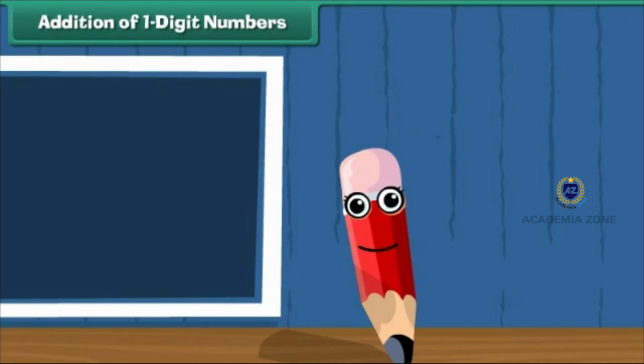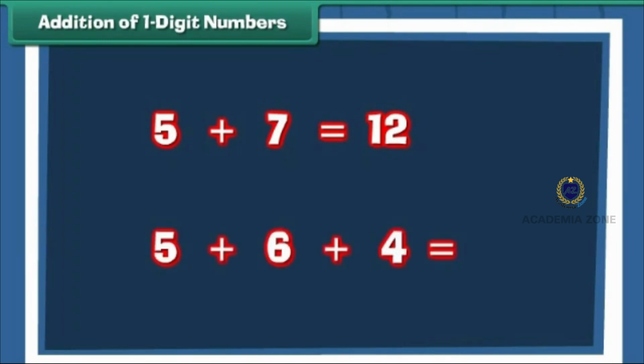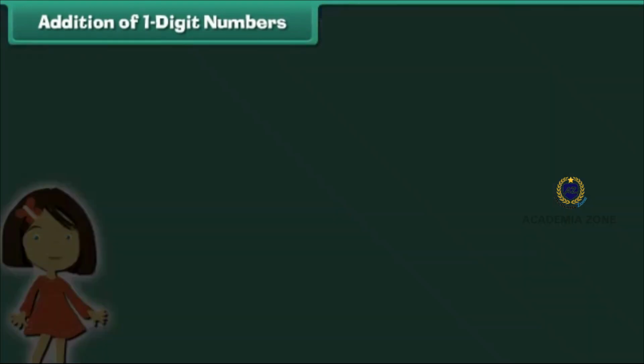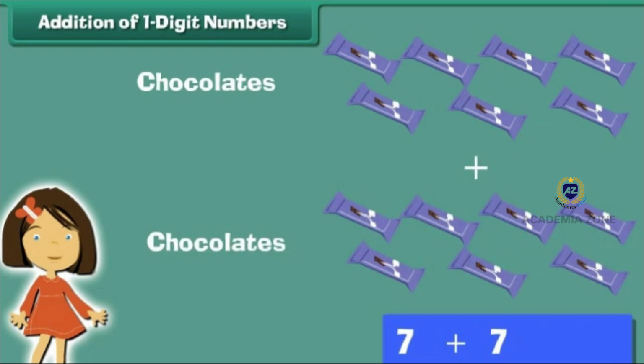Addition of 1-digit numbers. Let us begin with the addition of single-digit numbers. 5 plus 7 is equal to 12. 5 plus 6 plus 4 is equal to 15. Meeta has 7 chocolates. She buys 7 more. How many chocolates does she have in all? 7 plus 7 is equal to 14. Meeta has 14 chocolates.